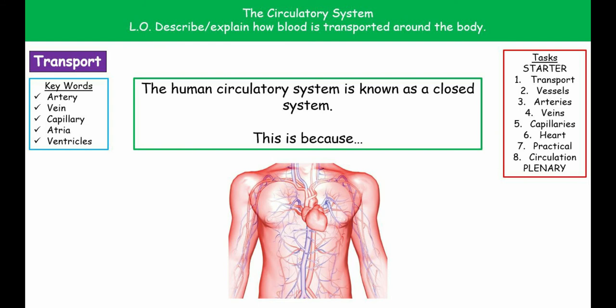And one of the things we need to know then are some terms that we associate with the circulatory system. So when we're talking about the circulatory system in humans, it's something called a closed system. So think about why we might call it a closed system. Write down the first sentence in your book and then see if you can finish off that second one. This is because, and give me a suggestion as to why it's called a closed system.